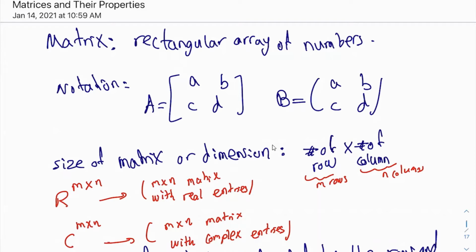Today I would like to talk about matrices and their properties. So matrices and vectors are an integral part of linear algebra and also optimization and any numerical analysis. So it's very important to have a very good grasp of these two concepts.